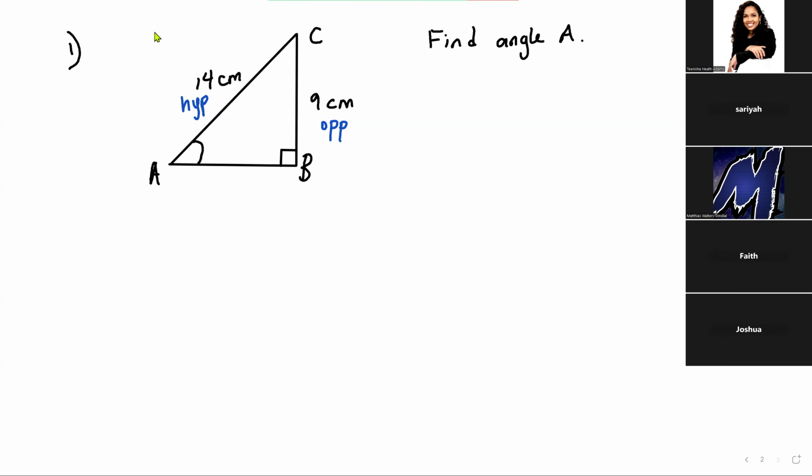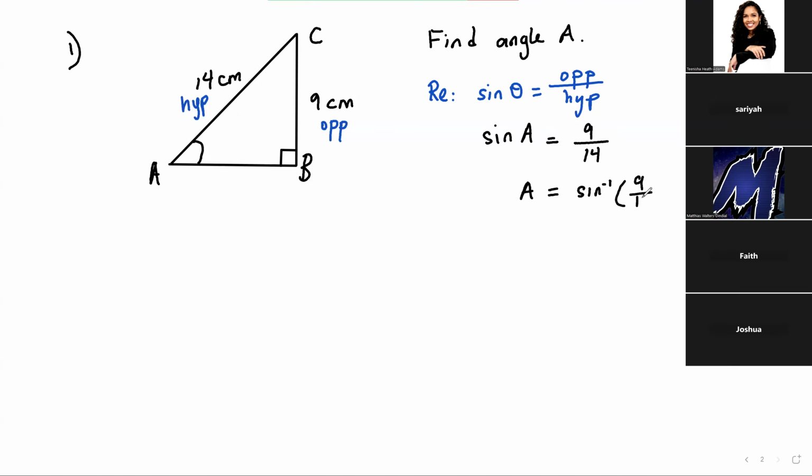Anybody knows which ratio? Sine. All right, so let's recall that sine of theta is equal to opposite over hypotenuse. Now we substitute our values in there. Sine of angle A, which is what we're trying to find, is equal to the opposite side, which is 9 centimeters, over the hypotenuse, which is 14. And now A will be equal to the sine inverse of 9 over 14.